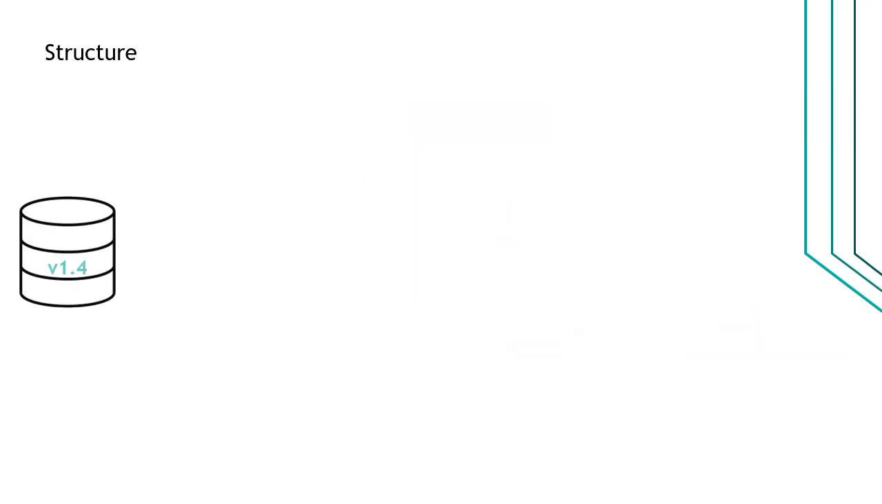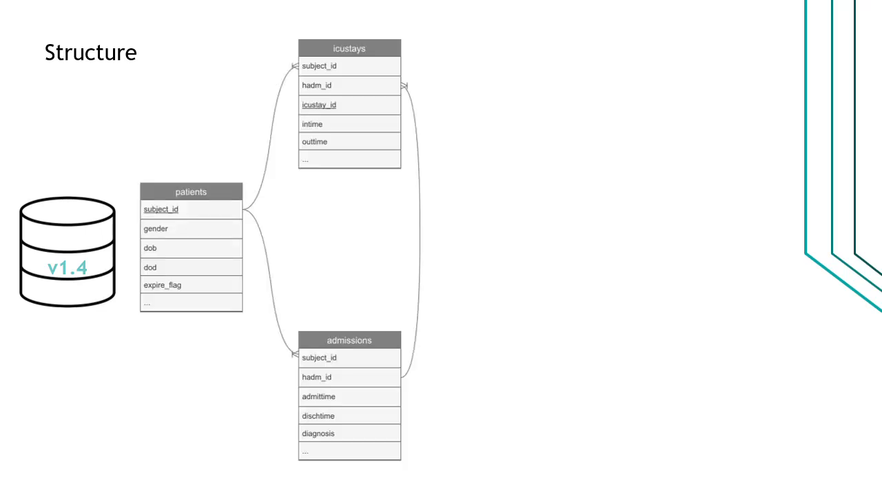Overview. The current version 1.4 of the Mimic3 database is hosted by PhysioNet and consists of 3 primary tables: patients, admissions, and ICU stays, linked by unique identifiers and further connected to 23 additional tables. Since one patient can have multiple hospital or ICU admissions, the tables follow a one-to-many relationship.